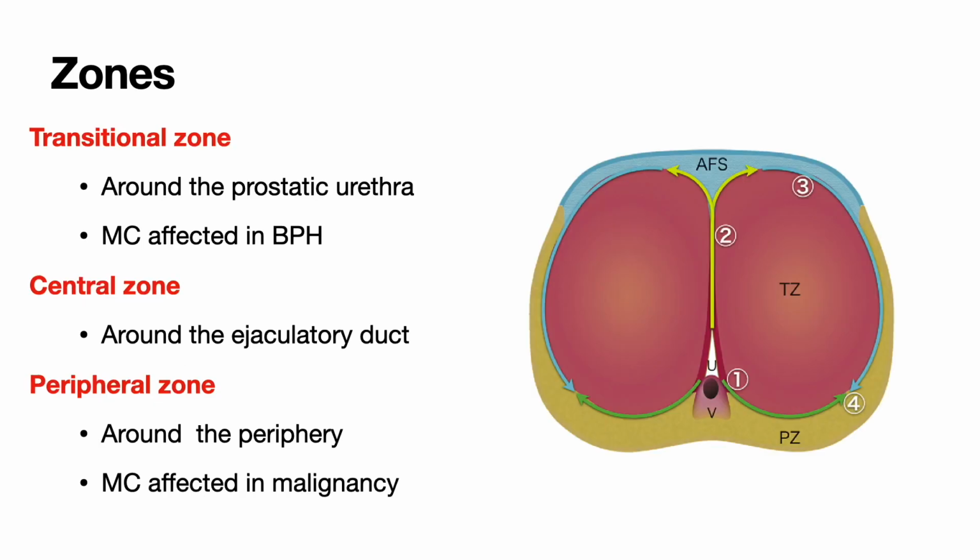These are the various zones of the prostate gland. We have the transitional zone, central zone, and peripheral zone. The transitional zone is around the prostatic urethra. Benign prostatic hypertrophy more commonly affects this area. The central zone is around the ejaculatory duct, whereas the peripheral zone is around the periphery. Malignancies more commonly arise from this zone.